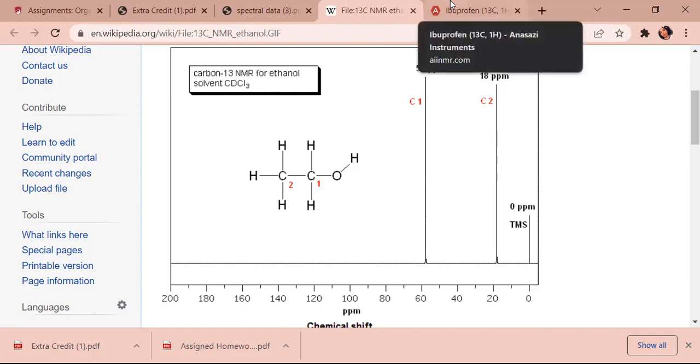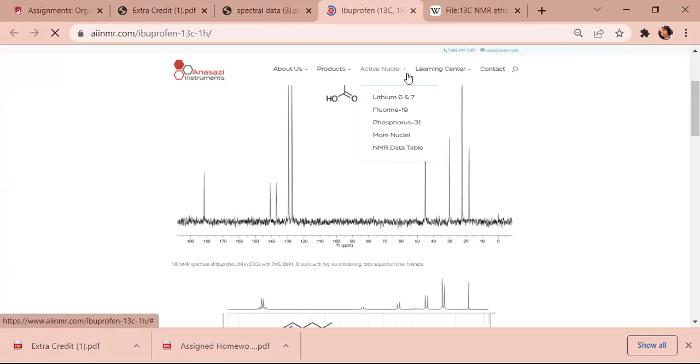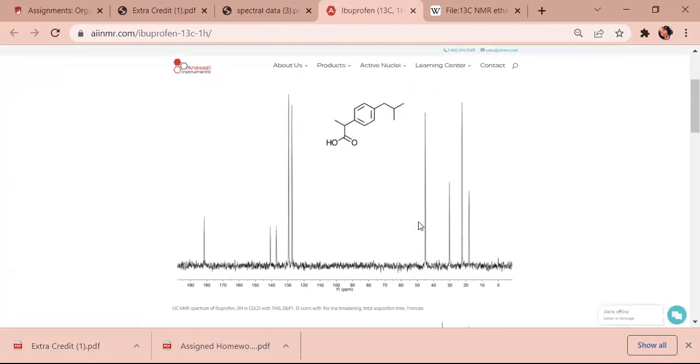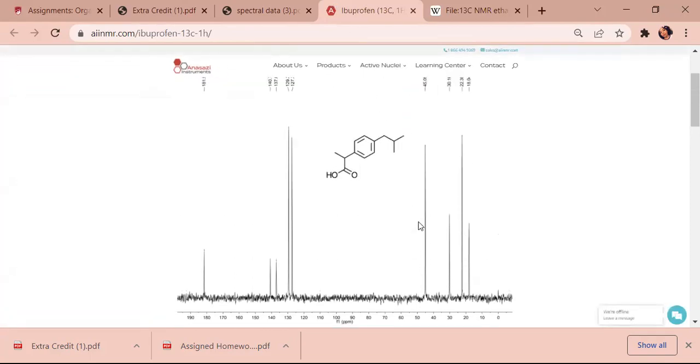So now we're going to move on to ibuprofen. Ibuprofen is a little bit of a tricky one because there's so many signals that attach to it, but it's easy when you start breaking it down a little bit more. So this right here, we can see is a carboxylic acid.